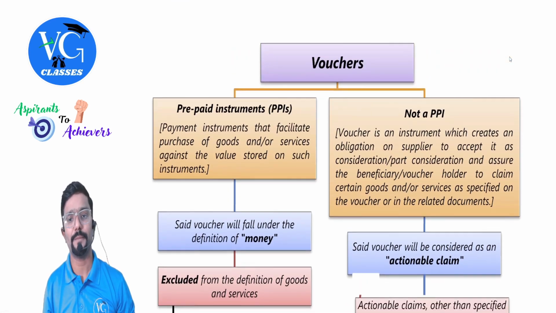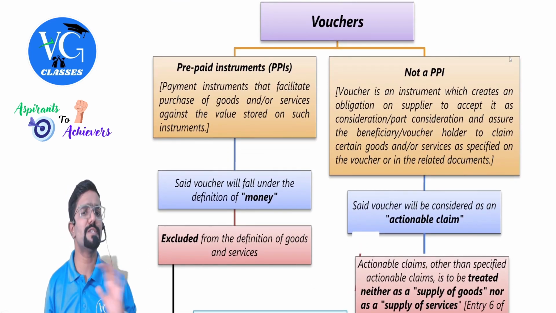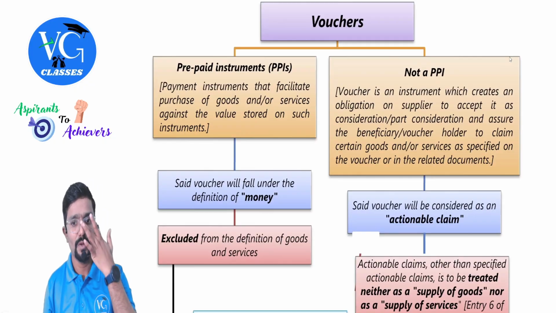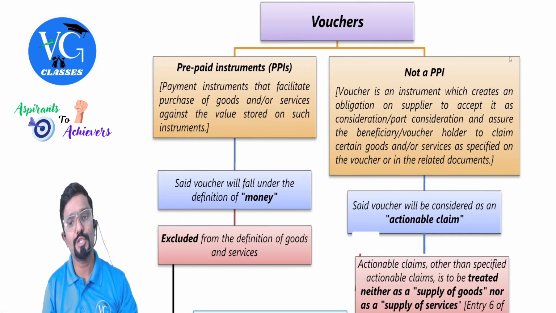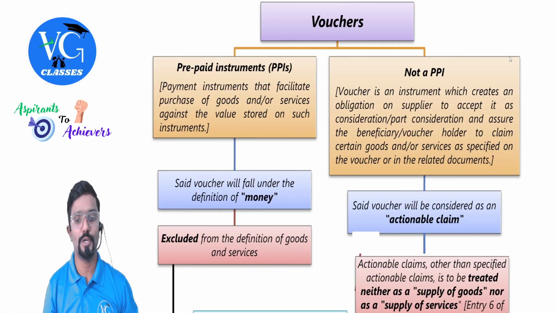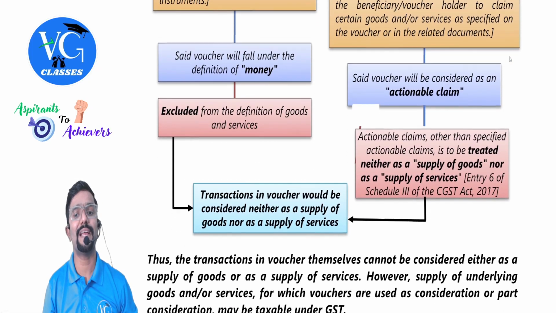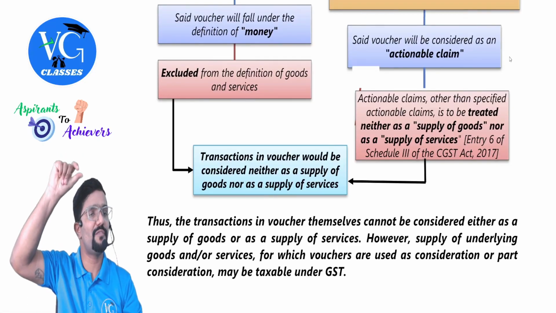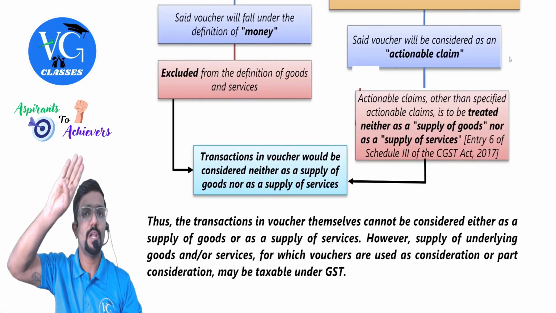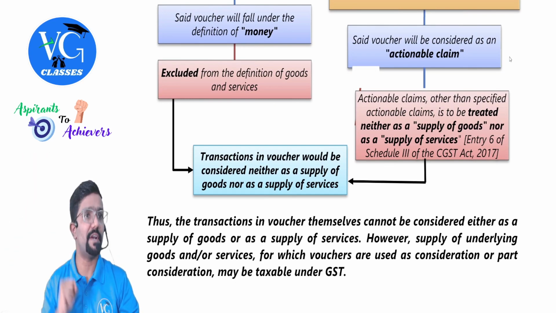Okay, coming to the other part. Not a PPI. Okay, sir, it is not a prepaid instrument. Then what? A voucher is an instrument which creates an obligation on the supplier to accept it as consideration or part consideration, and assures the beneficiary, the voucher holder, of the right to claim certain goods and or services as specified on the voucher or in related documents. Said voucher will be considered as what? Actionable claim. Now guys, I have a voucher for 500 rupees. What is the face value of the voucher? 500.